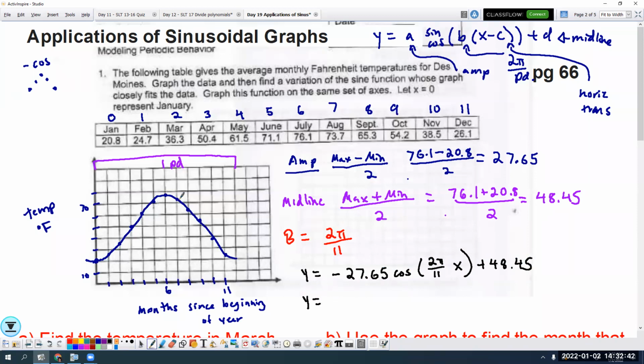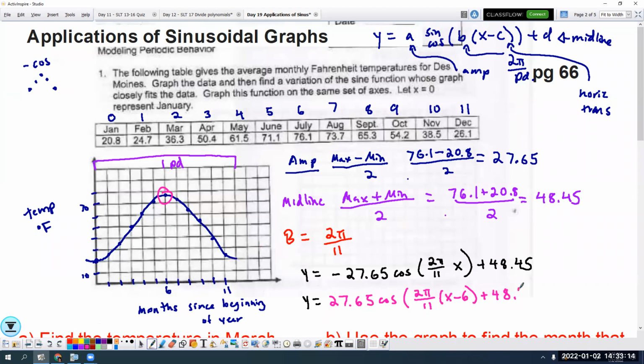I also could write it as a positive cosine. I could do a phase shift from this point right here. Let me switch colors actually. Pink. If I was using a phase shift, I could write y equals 27.65 cosine 2 pi over 11, and then x minus 6. Like I could look at that as my starting point. So either equation is going to give me the exact same graph.